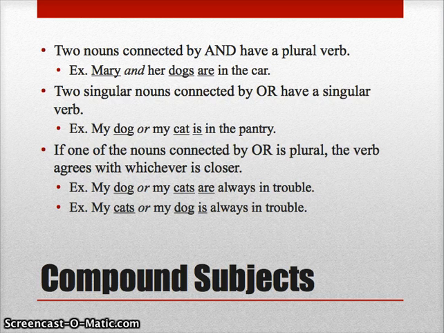If the two singular nouns are connected by an or, they have a singular verb. My dog or my cat is in the pantry. That's only if the nouns are singular. Or if one of the nouns connected by or is plural, the verb just agrees with whichever is closer.